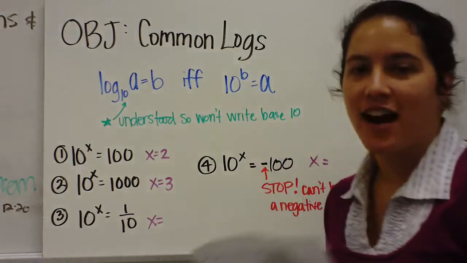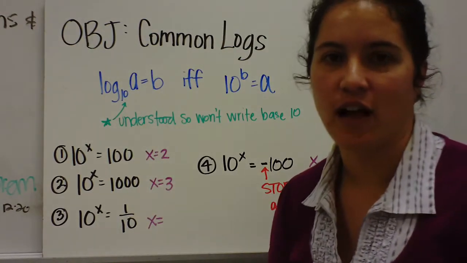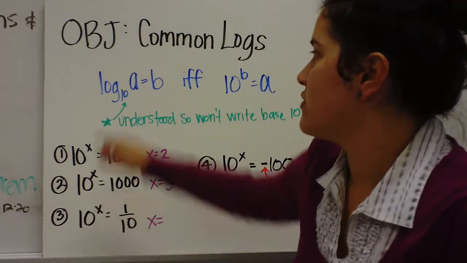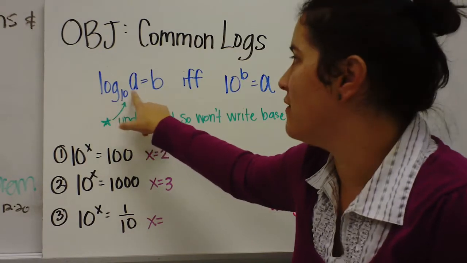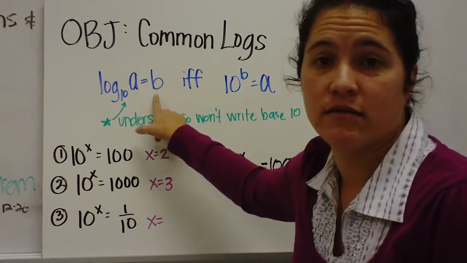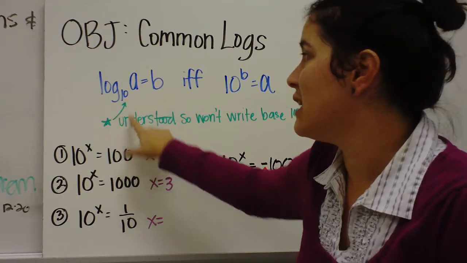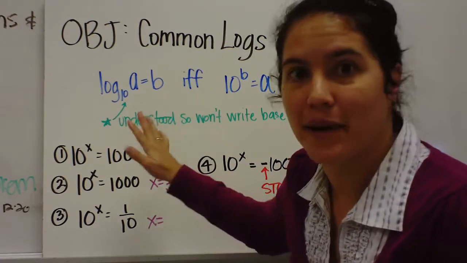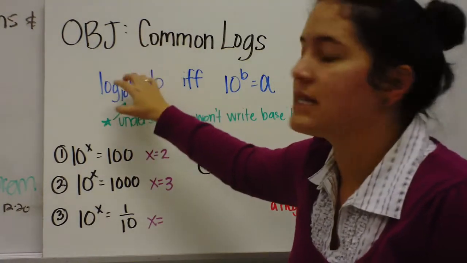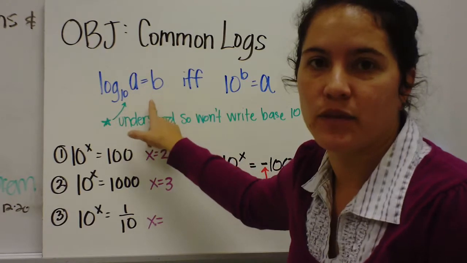Hey y'all. So today's objective is common logs. We've been working with logarithms. And just a reminder, if you have log base 10 of A equals B, then this base 10 is understood. So we're not going to write base 10 every time. But what this says is log base 10 of A equals B.